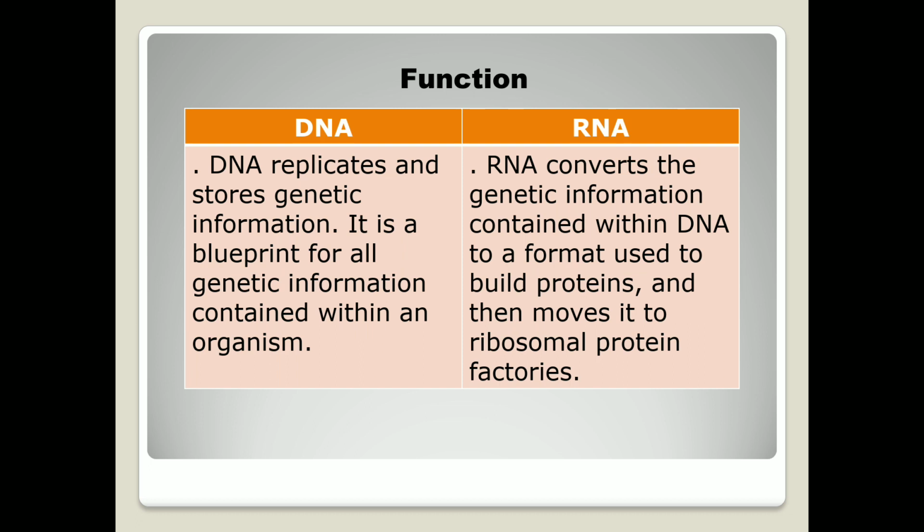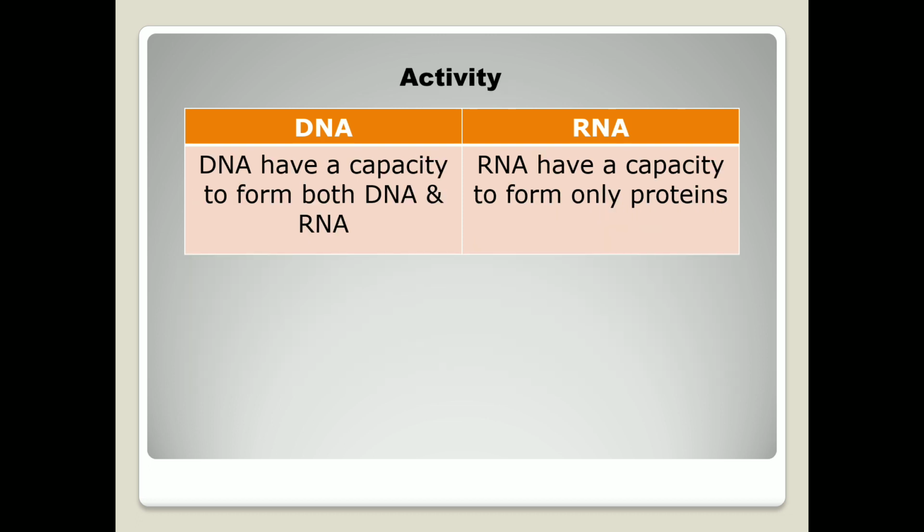Coming to its function, DNA replicates and stores genetic information. It acts as a blueprint for all genetic information contained within an organism. But RNA converts the genetic information contained within DNA to a format used to build proteins. Then it moves to the ribosomal protein factory. DNA has the capacity to form DNA and RNA, but RNA has the capacity to form only proteins.